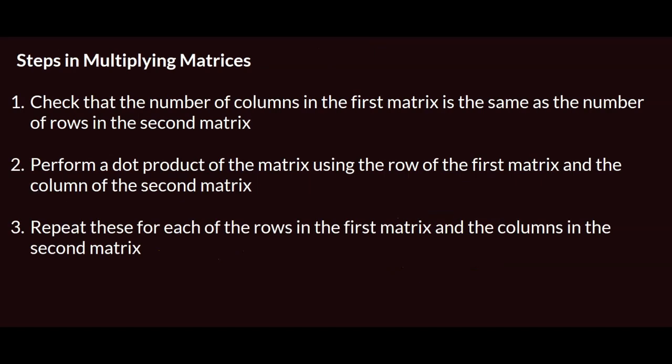Now let's talk about the steps that we need to follow to multiply matrices. Well, we need to first make sure that the matrix obeys the rules that we just covered, which means that the number of columns in the first matrix must match the number of rows in the second matrix. You have to do that first. The second thing is we're going to perform a dot product of the matrix using the rows of the first matrix and the columns of the second matrix. So you're going to do that for every row on the first matrix and the columns in the second matrix.